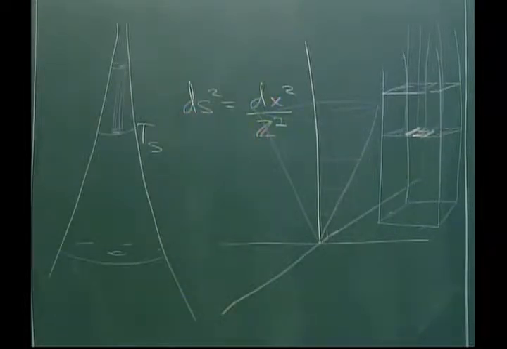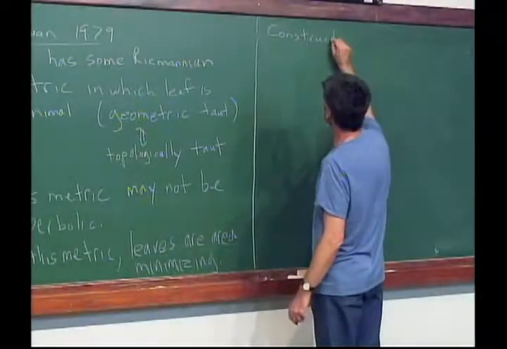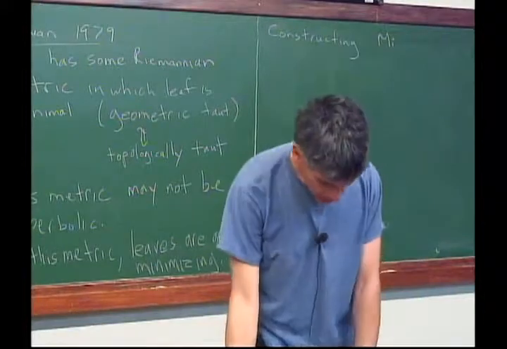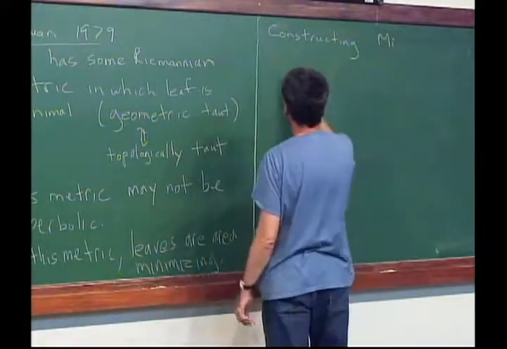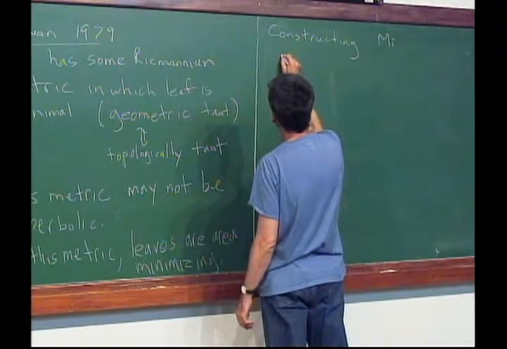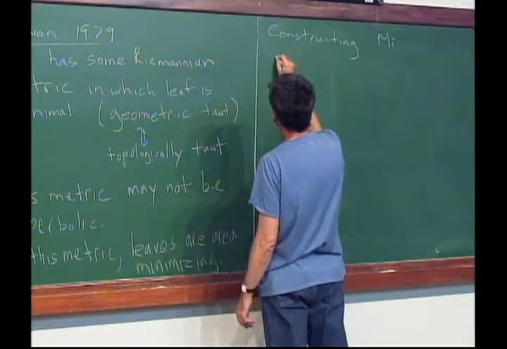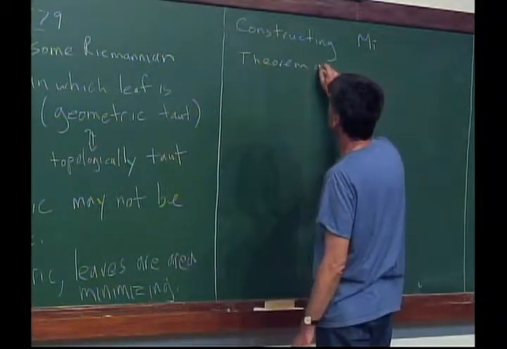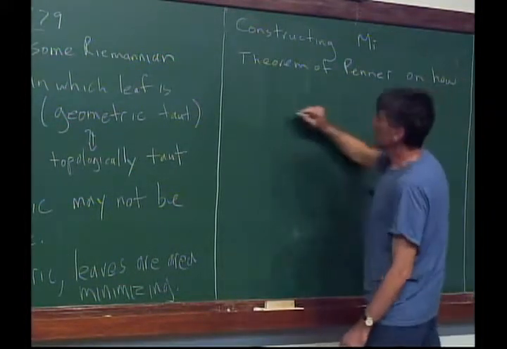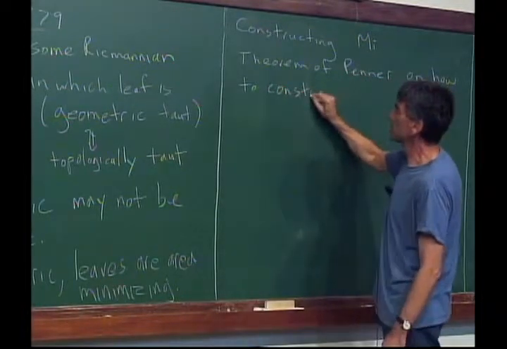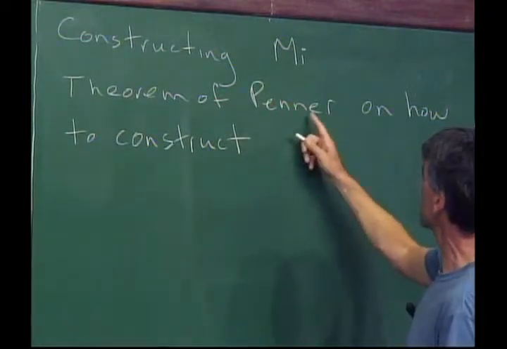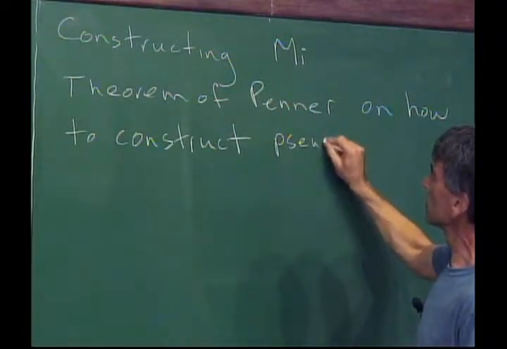So let me say a little bit more about constructing these examples. What you can do is start with any manifold that fibers over the circle. Well, we'll construct it like this. There's a theorem of Penner on how to construct pseudo-Anosov maps. There are actually many constructions that we could have used for pseudo-Anosov maps, but this one is particularly easy, so I'll refer to that one.